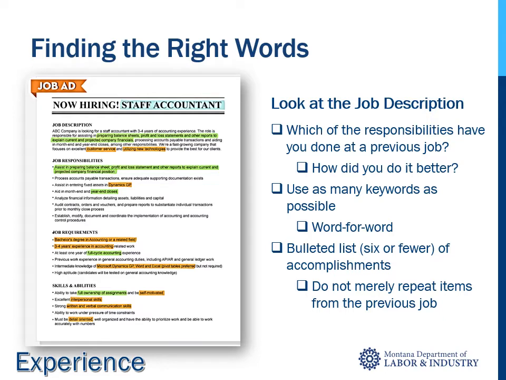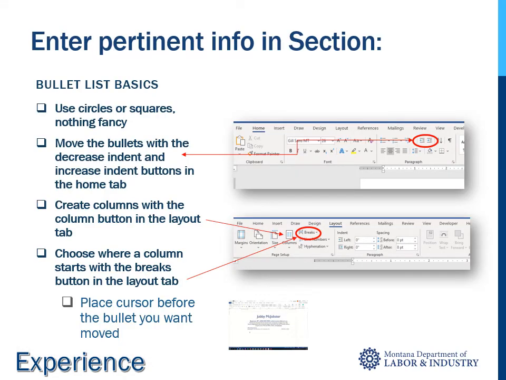Best practices say to enter promotions or different positions in the same company separately with different dates and accomplishments. It also looks great to put promotion in parentheses next to the new position as well. You want to list your accomplishments under your experience section using bullets. Use circles or squares only. Those are your professional options.